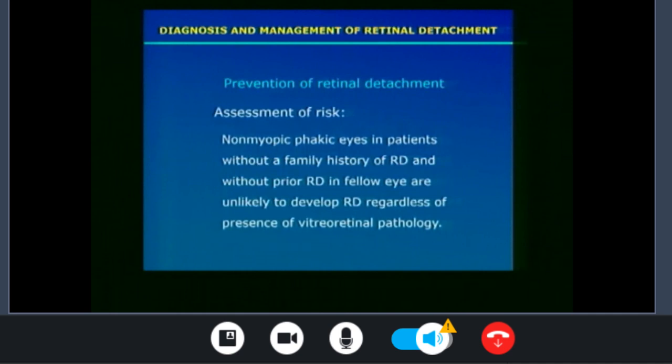Again, we are still talking about assessment of risk. Non-myopic, phakic eyes in patients without a family history of retinal detachment and without prior retinal detachment in the fellow eye are unlikely to develop retinal detachment regardless of the presence of retinal pathology. Is that clear? I'm focusing on this because I'm seeing many patients seen by other colleagues, and they treat small rounded holes, asymptomatic breaks, without a family history, without history of retinal detachment in the other eye, without high myopia, without having cataract surgery.